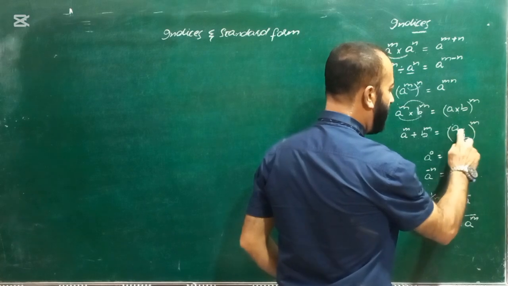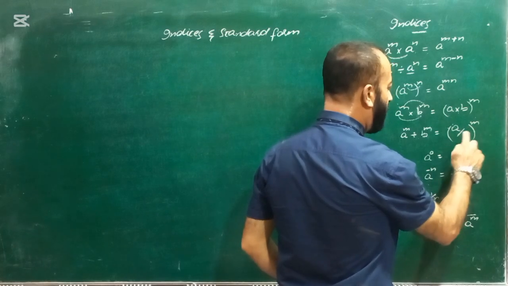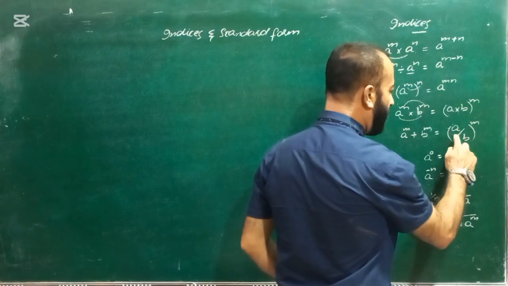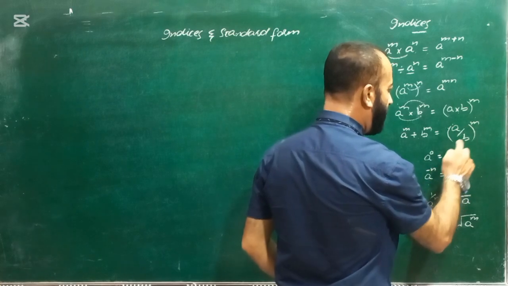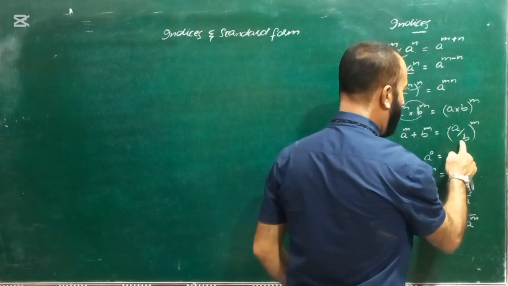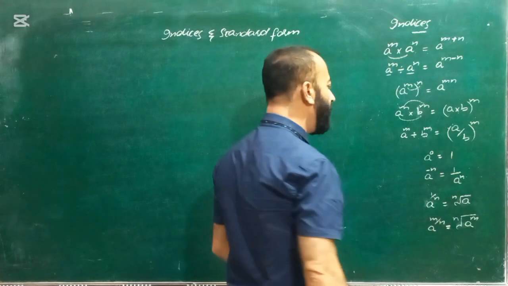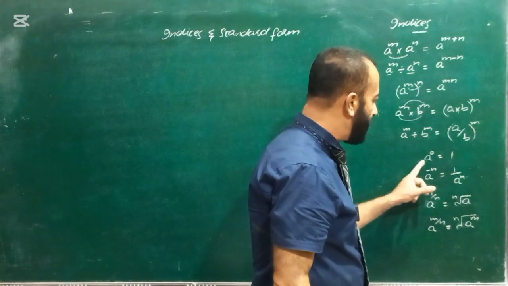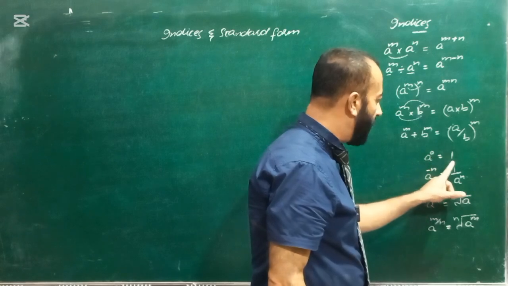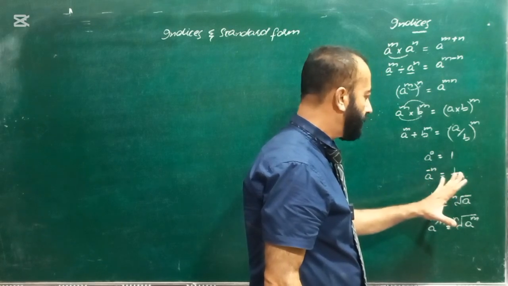So there is a power of some fraction which is given inside the bracket. The power will be shifted to the numerator and denominator as well. So a raised to power m divided by b raised to power m. The next rule is whatever the value is, if the power is 0, the answer will be 1.